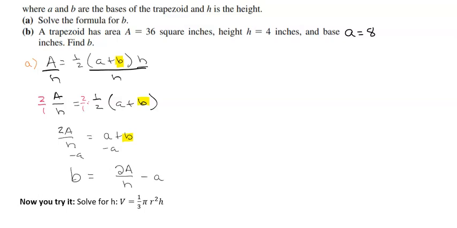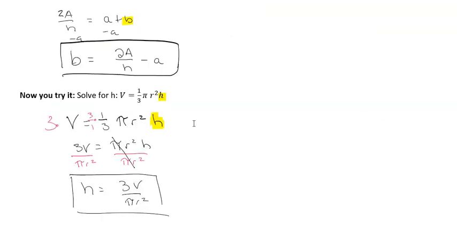Okay, had a little bit of lagging once again, so b should be 2 big A over h minus little a. So that's our final formula. So why don't you try this for solving for h in the formula volume equals 1/3 pi r squared h. Okay, so here's how you solve for h.